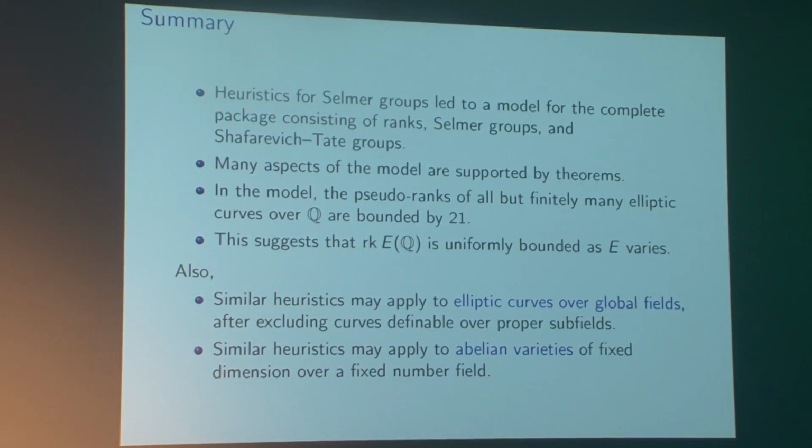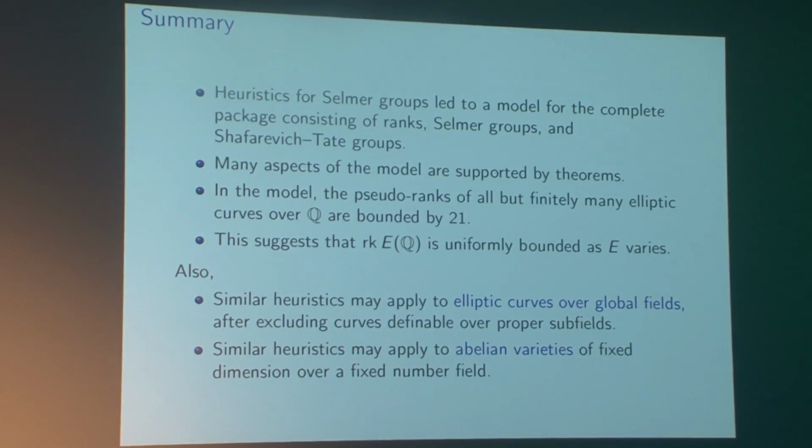At least it's compatible with the things that have been proved so far. And that model predicts that the ranks that come out of that model are bounded by 21, with finitely many exceptions. So if you believe that these heuristics are correct, then this suggests that the rank should be uniformly bounded as the elliptic curve varies over all elliptic curves over Q.